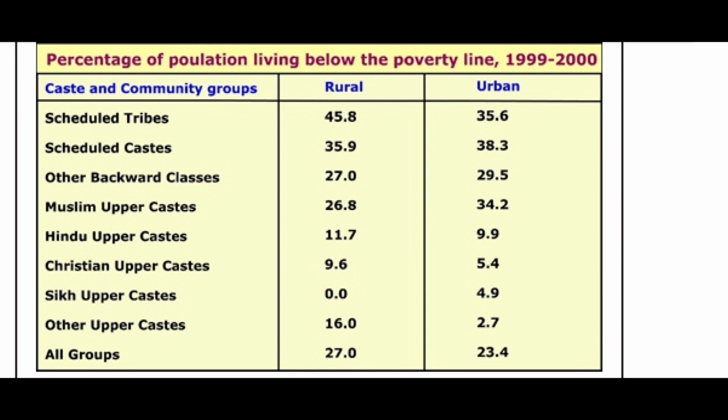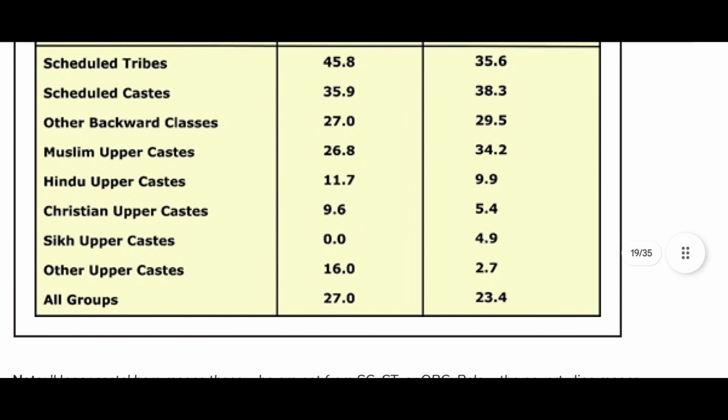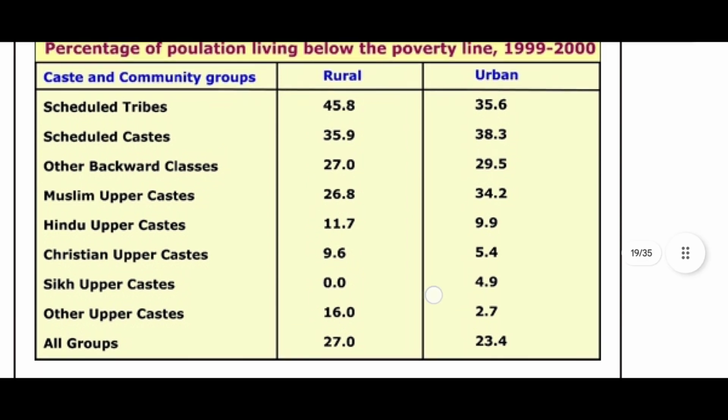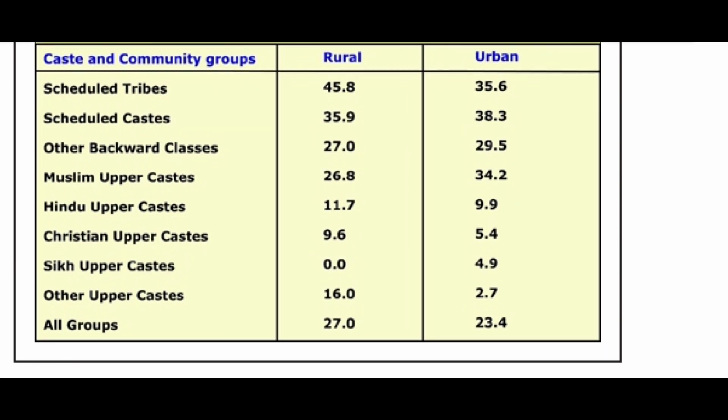Other backward classes: 27% in rural areas and 29.5% in urban areas living below the poverty line. Muslim upper castes are 26.8% in rural areas and 34.2% in urban areas. Hindu upper castes: 11.7% in rural areas, 9.9% in urban areas. Christian upper castes: in rural areas 9.6% and in urban areas 5.4%. Sikh upper castes: in rural areas 0% and in urban areas 4.9%.